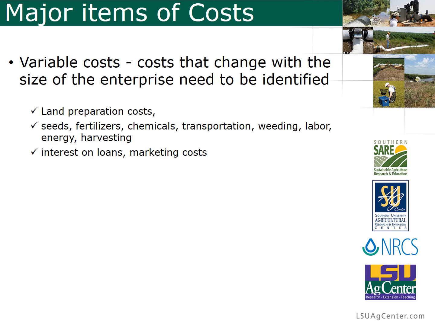So what are the major items of cost? When we talk about variable cost on the previous slide, these costs are those that change with the size of the enterprise. For example, land preparation cost, your input costs such as seeds, fertilizers, chemicals, labor, as well as the energy cost. Energy costs are the fuel cost that you spend for all the above practices. And the variable cost also includes the interest that you pay on the agricultural loans that you have taken for some of these practices, as well as the marketing cost.